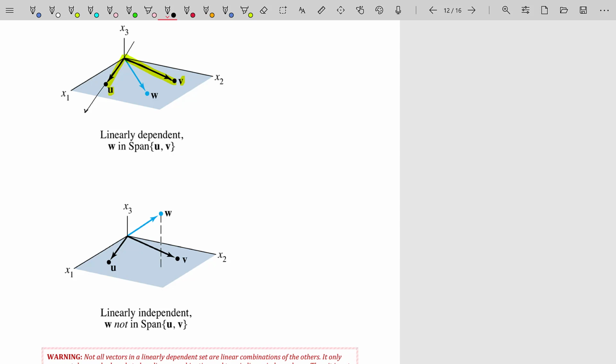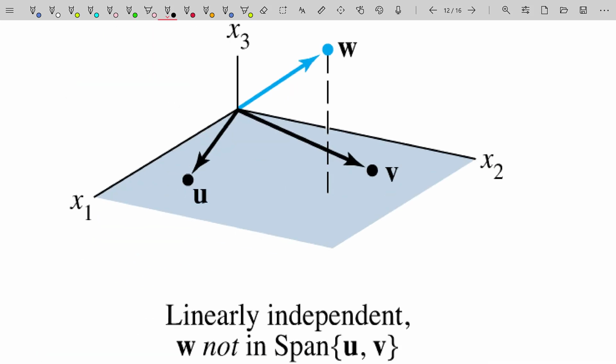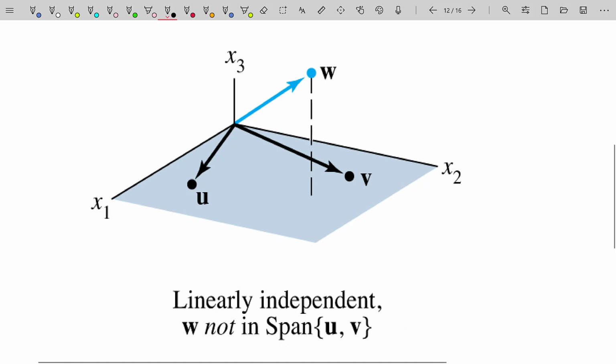U and v only generate that plane, that shaded plane in R cubed. So they cannot generate the vector w. So w is not in the span of u and v. That is, w is not a linear combination of u and v. So the set of vectors u, v, and w would be linearly independent. So that's a pretty decent visual of what's going on in that last theorem.